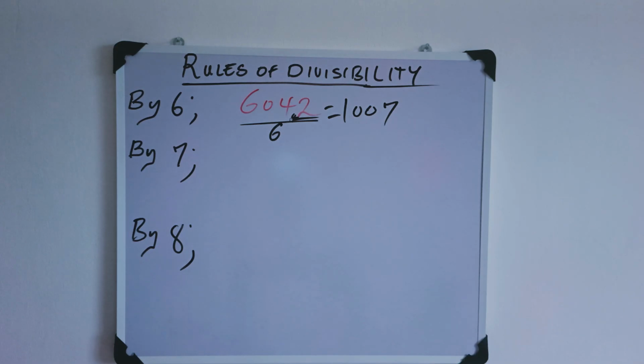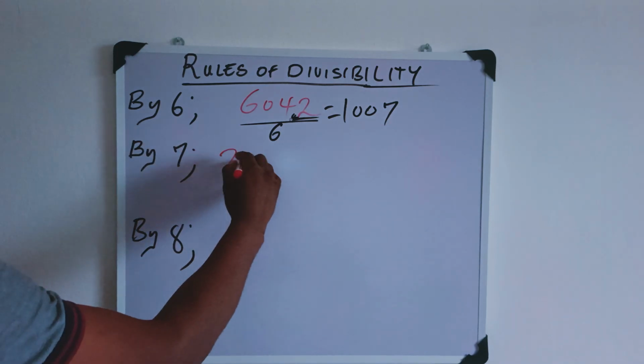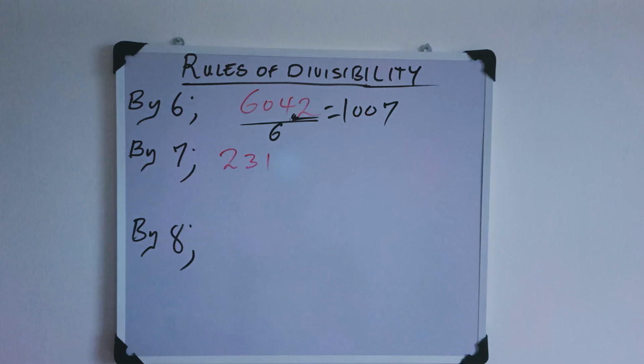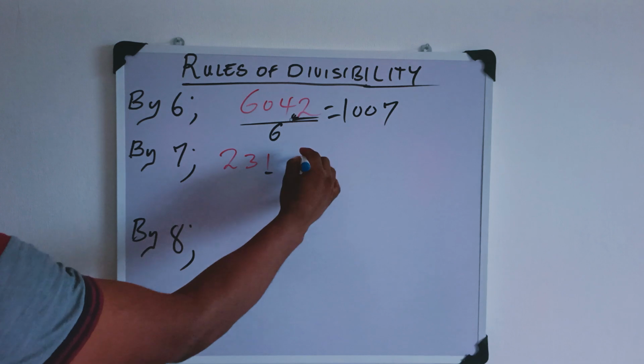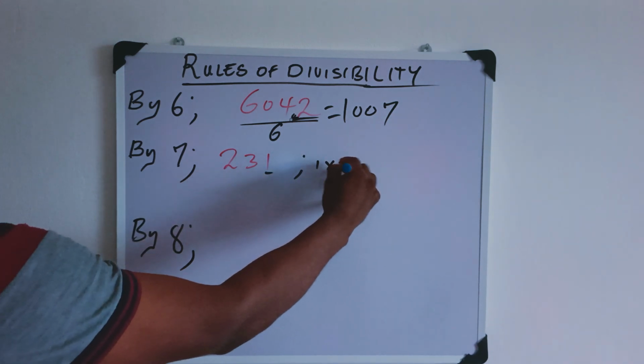All right. Now, how do you know a number is divisible by 7? This particular 7 is a little bit unique. Now, let's consider 231. This is the procedure. You start by multiplying the last digit by 2. The last digit here is 1, so let's have 1 multiplied by 2.